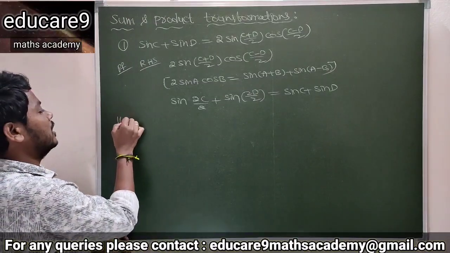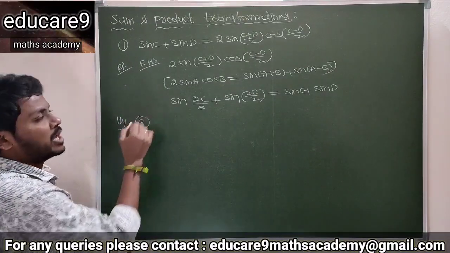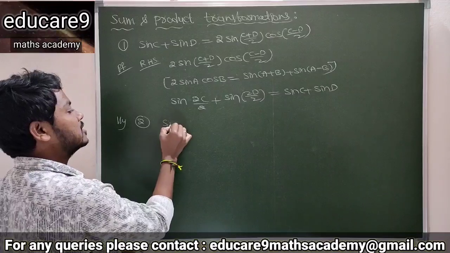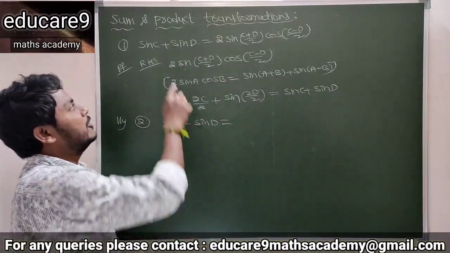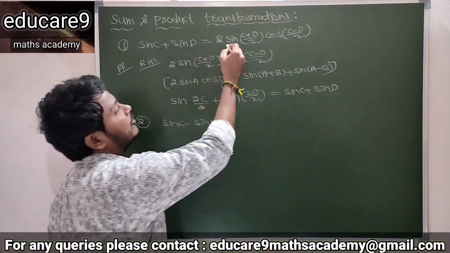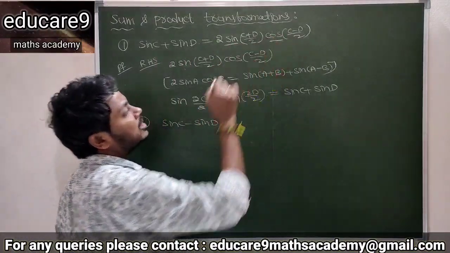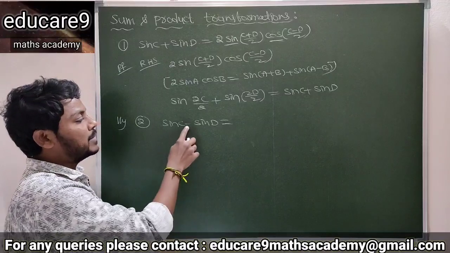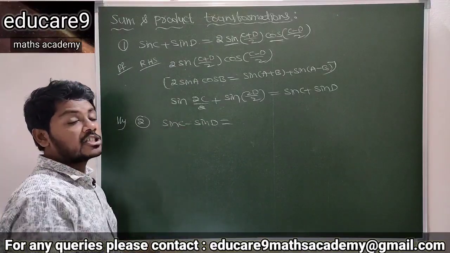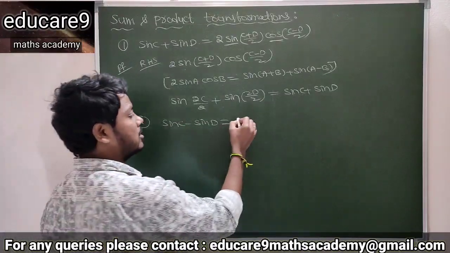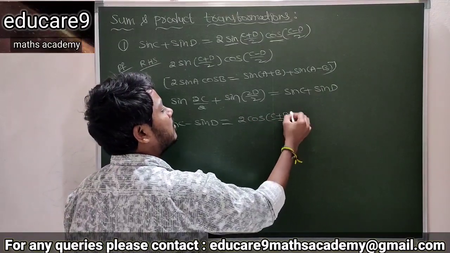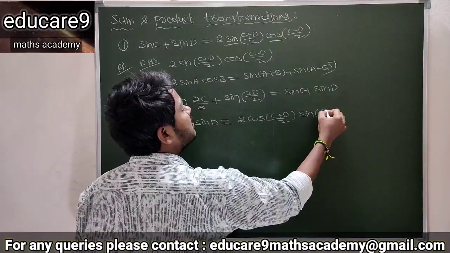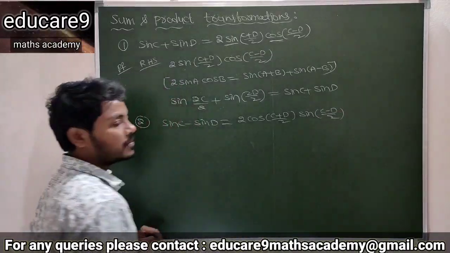Next, similarly, the second one. I am writing directly sin C minus sin D. If plus is there, you will get the first term as sin, the second term as cos. Okay. Here minus is there. So clearly the first term is cos, the second term is sin. So here that is 2 cos (C plus D) by 2 sin (C minus D) by 2.